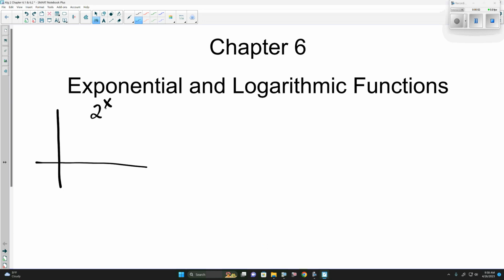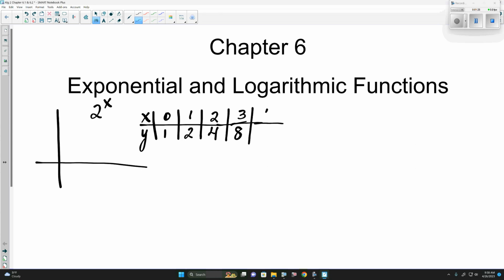2 to the x would be an exponential function, because if we think of it with the x and y values, when x is 0, if we plug this in for 2 to the x, the output would be 1. If we plugged 1 into 2 to the x, we get 2. So we can see that the y values increase by 1. Now when x is 2, the y value is 4. So it increased by 1, now 2. And when x is 3, it is 8. 4 is 16, 5 is 32, and we keep increasing by a rate of 2 each time.